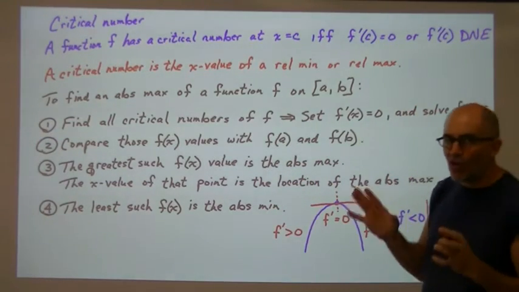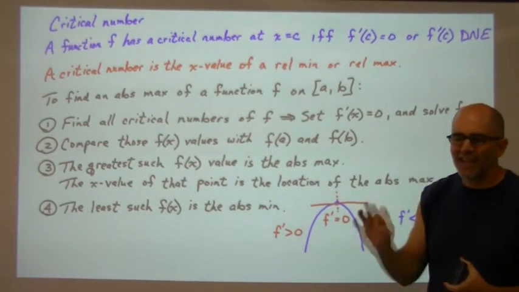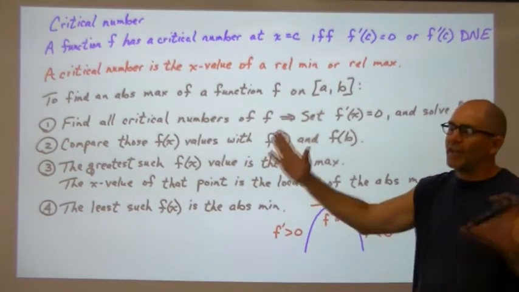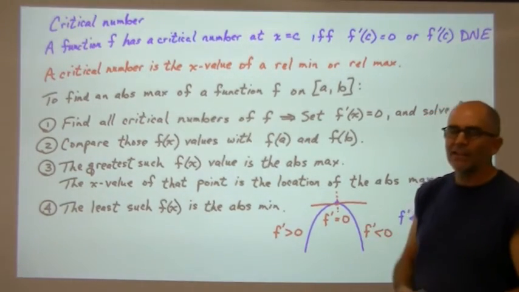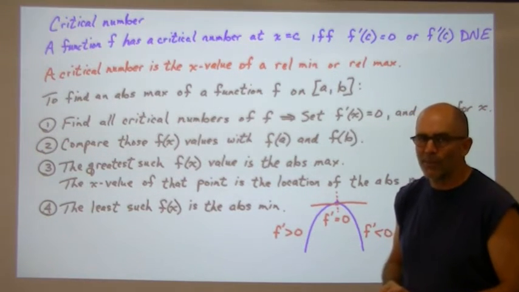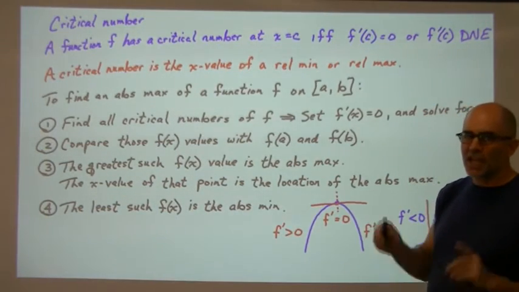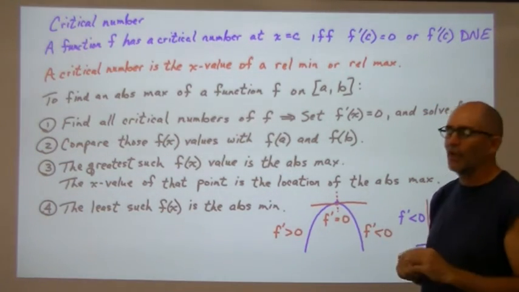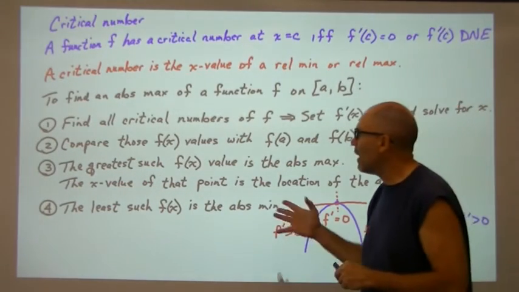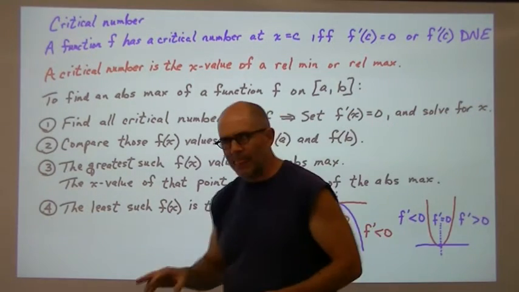And that sounds all nice and easy, but it's so simple to forget about the endpoints. Find that relative min and go, oh, that's the min, that's it, game over. And then the AP exam says, no, it's not it, you're wrong. It's the endpoint. So always remember to check endpoints anytime you're trying to find an absolute max or an absolute min.